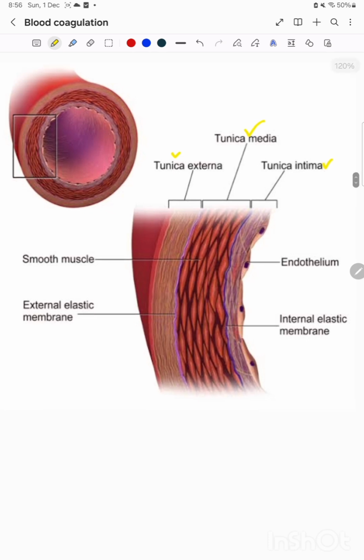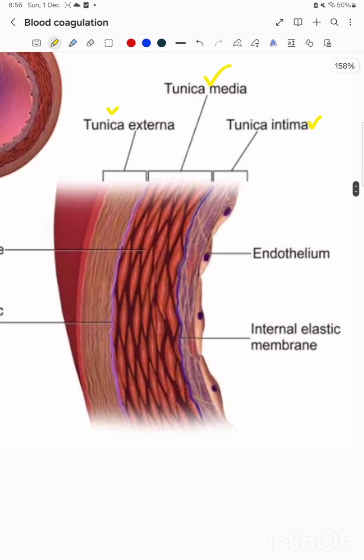Basically, tunica intima is made up of the primary cells that are endothelium. The cells present here are known as endothelial cells, and these are very important cells. The wall of the capillary is made up of endothelial cells.